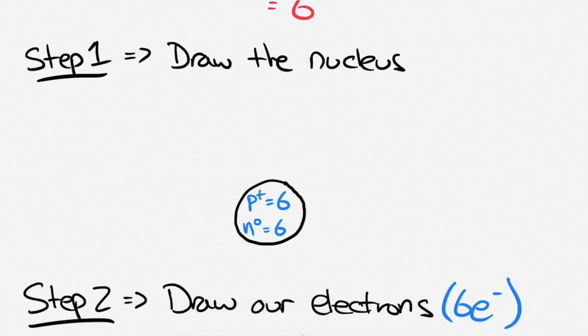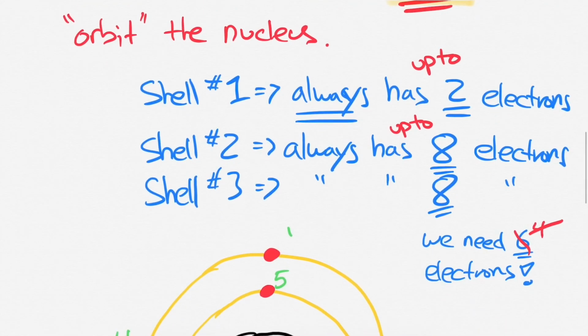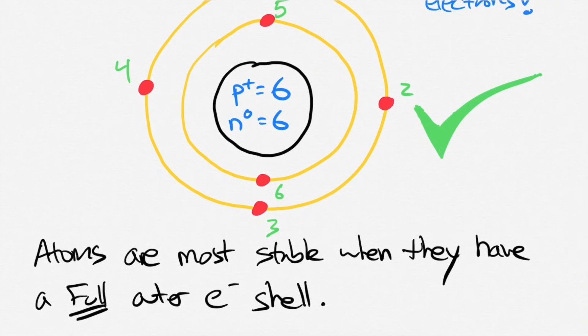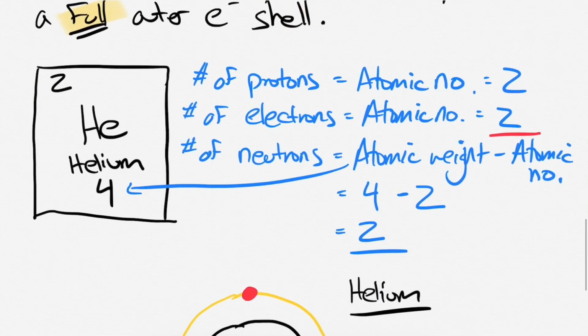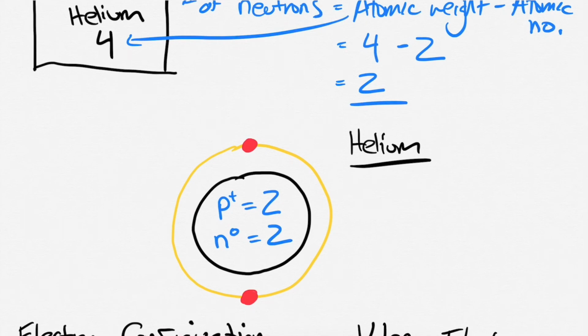Step 1 was to draw the nucleus where the protons and the neutrons live. Next, we drew the electrons. And the electrons live in electron shells that orbit the nucleus. We went over a little bit about how many electrons live in each shell. Shell number 1 always has 2. The rest of the shells always have 8. We went over how to fill them in. I drew a terrible check mark. We mentioned that atoms are the most stable when they have a full outer electron shell. An example of that is helium, which has 2 electrons in its first shell, which is full.